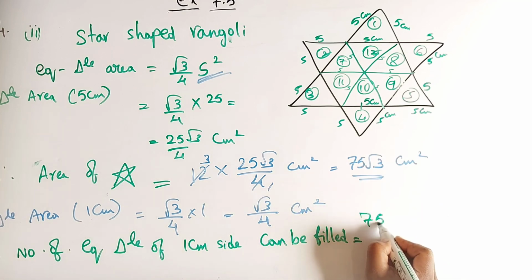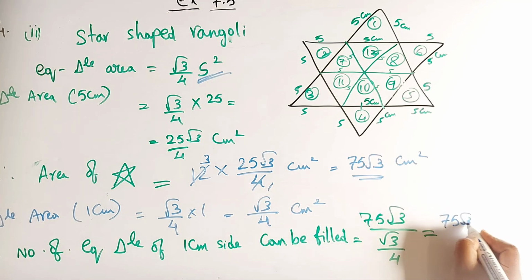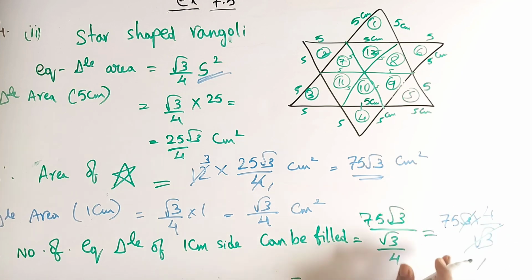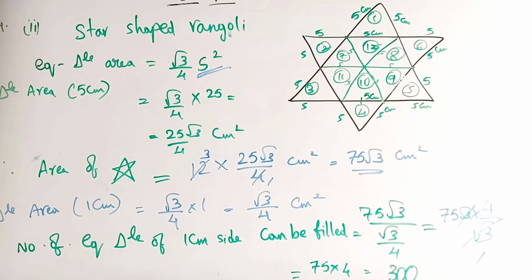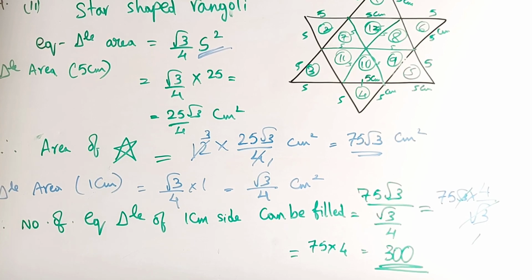That equals 75 root 3 divided by, what is this area? Root 3 by 4, children. You know this one. This fraction will be the reciprocal of the first fraction: 75 root 3 into 4 by root 3. Correct, children? Here root 3 will get cancelled. 75 into 4 is there. 75 into 4 means 300. That means we can fill 300 triangles of 1 centimeter inside the star shape. Clear, children?